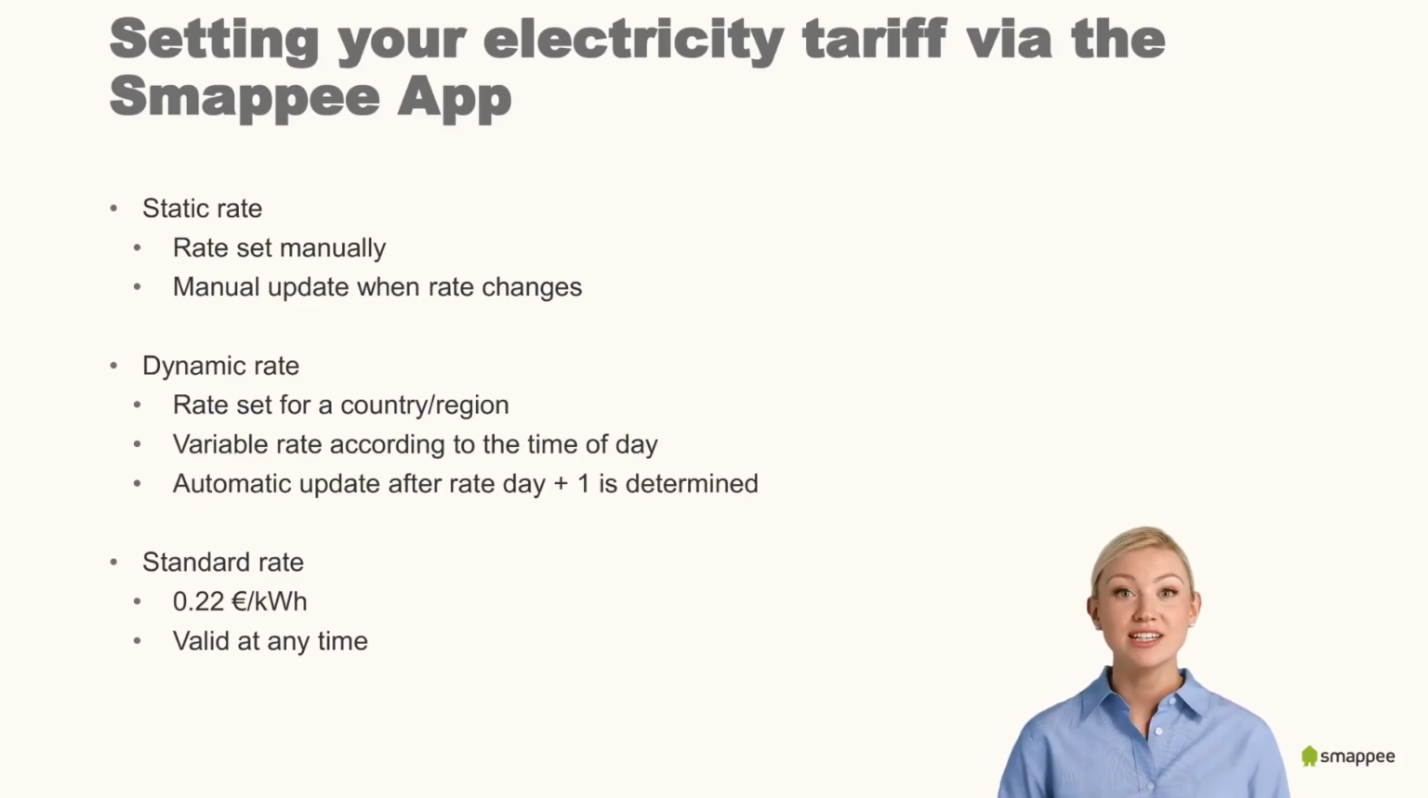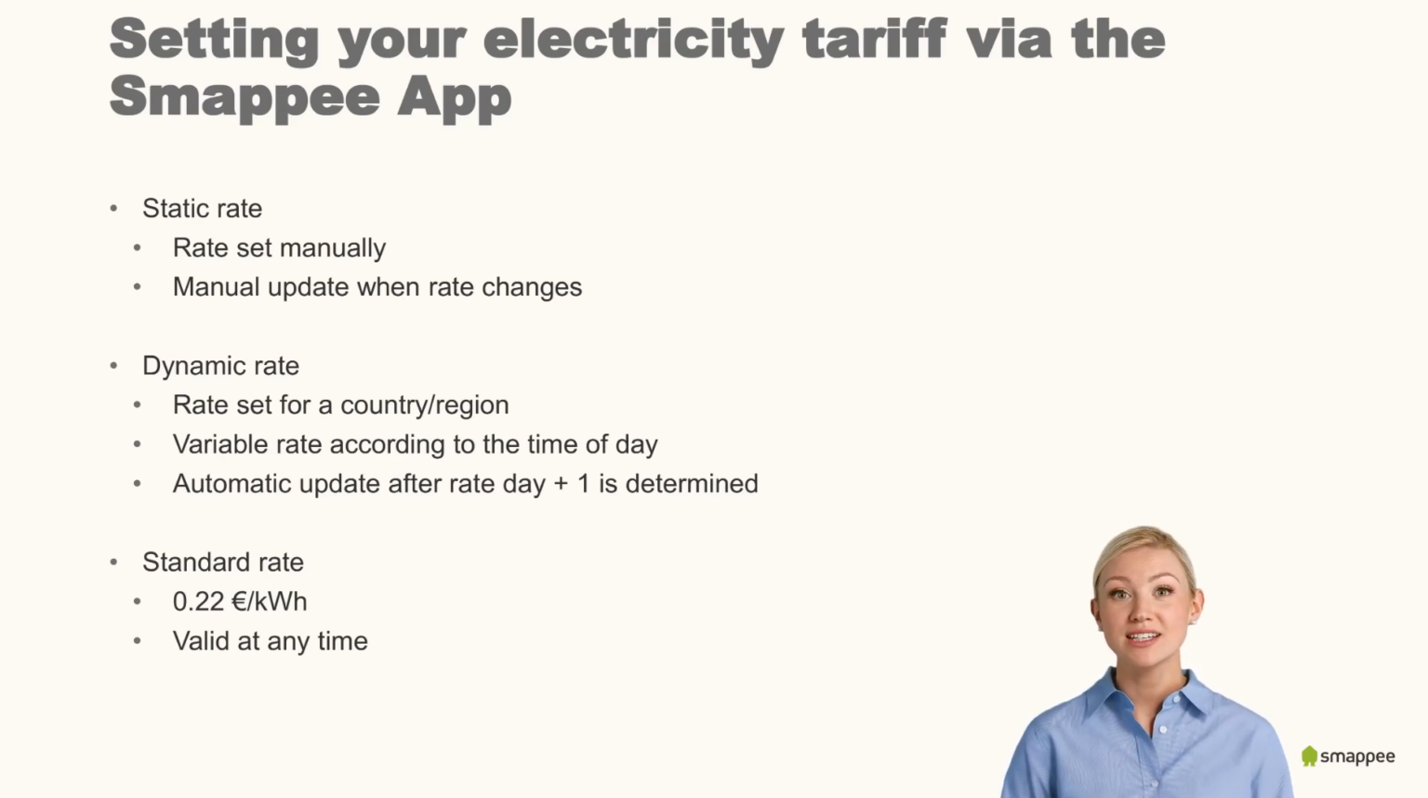A second option is a static rate. You specify the different rates that apply at different times of the day or week. This can be used, for example, with a dual hourly rate, also better known as the day and night rate. You manually set the applicable rates. If your contract changes, you still have to go to the app to adjust the data.